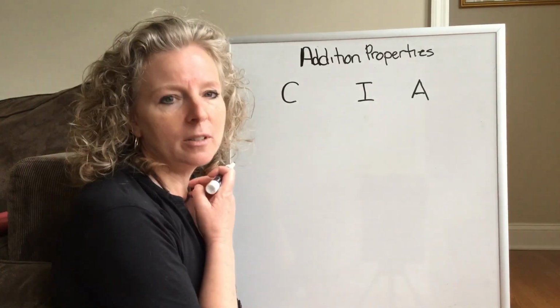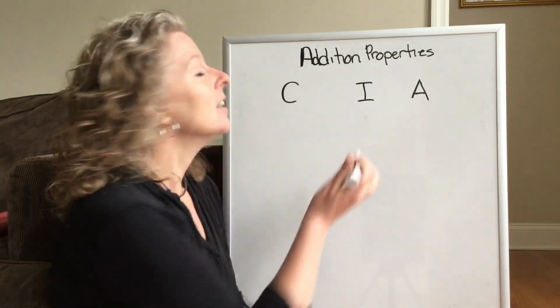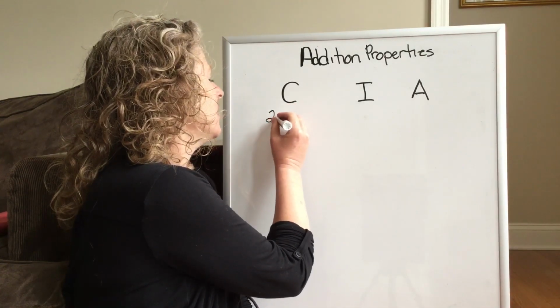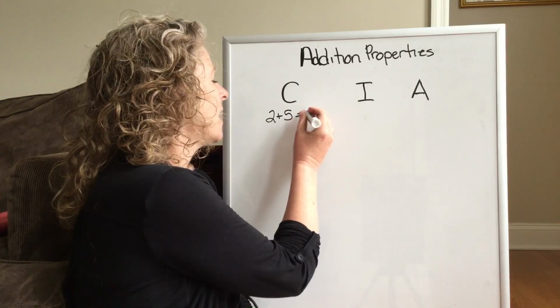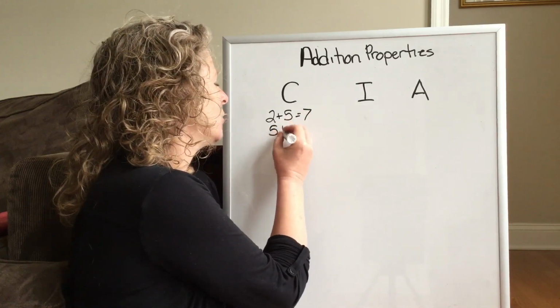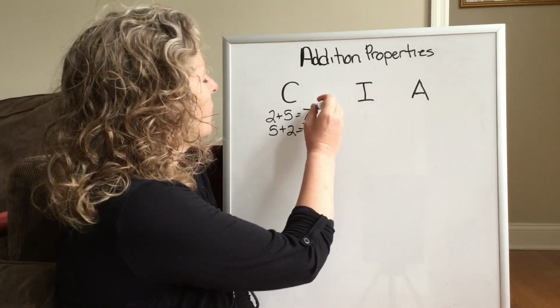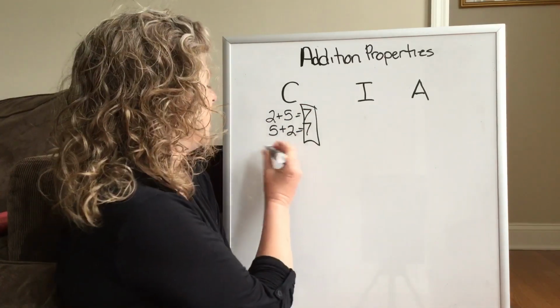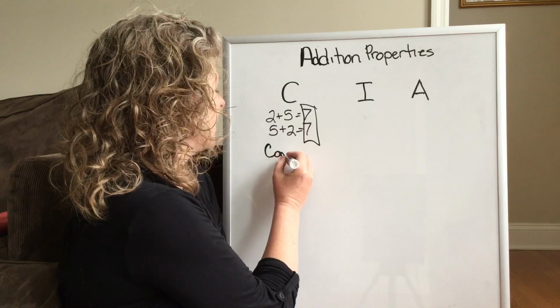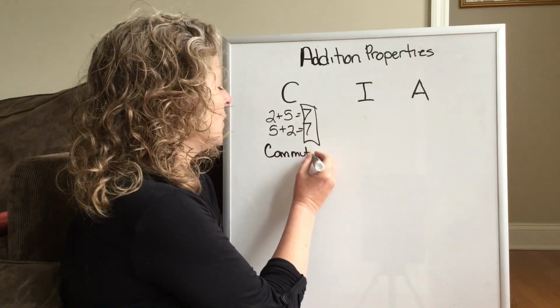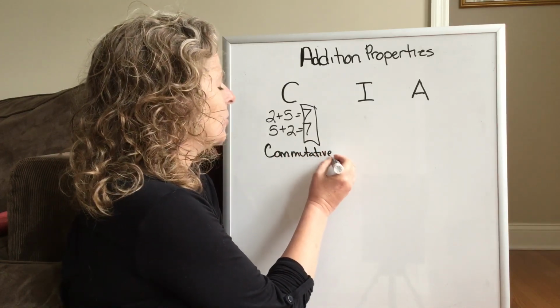C stands for commutative property. Order does not matter. It doesn't matter if you put the 2 first or the 5 first when you're adding. Both answers get you 7. That is the commutative property. Now, can you remember I?